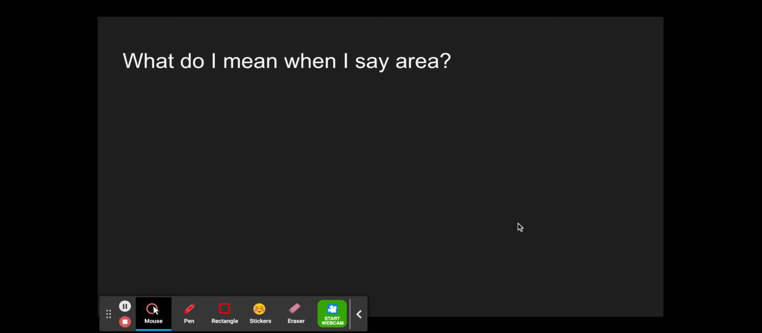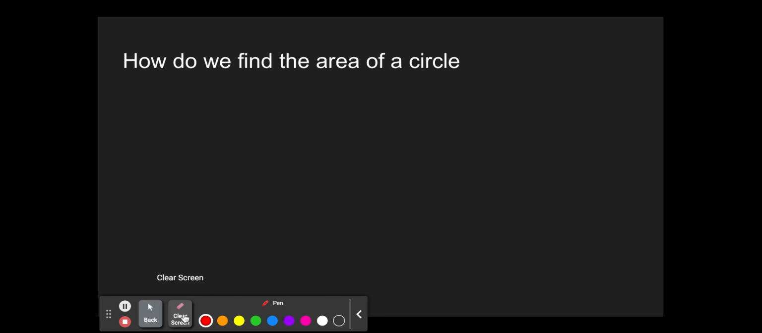All right. So what do I mean when I say area? We're going to talk about 3D shapes later, but area, we're just talking about two-dimensional pieces, right? We're talking about how much space is contained within a polygon or a circle, if you will. All right. So we know the area of a circle. We just kind of went over circles. It is the area equals pi r squared.